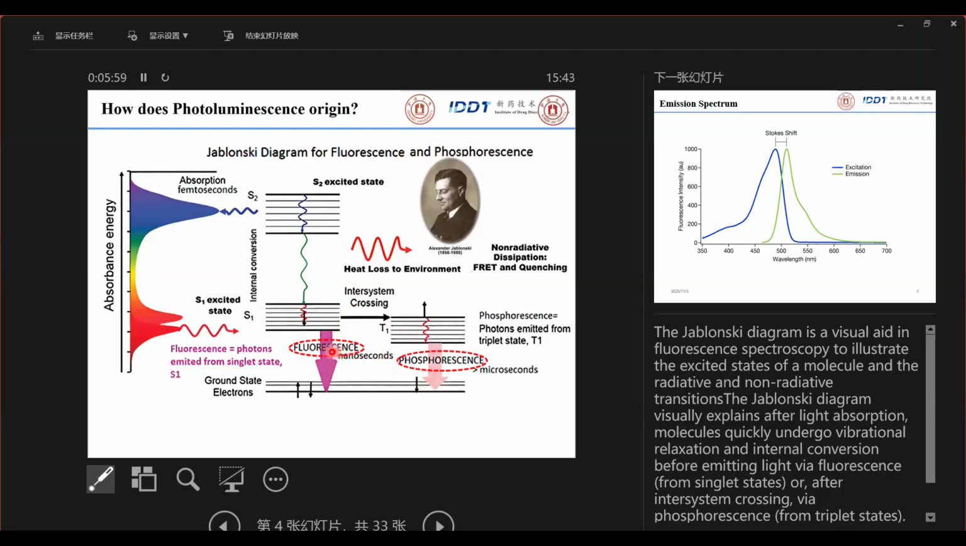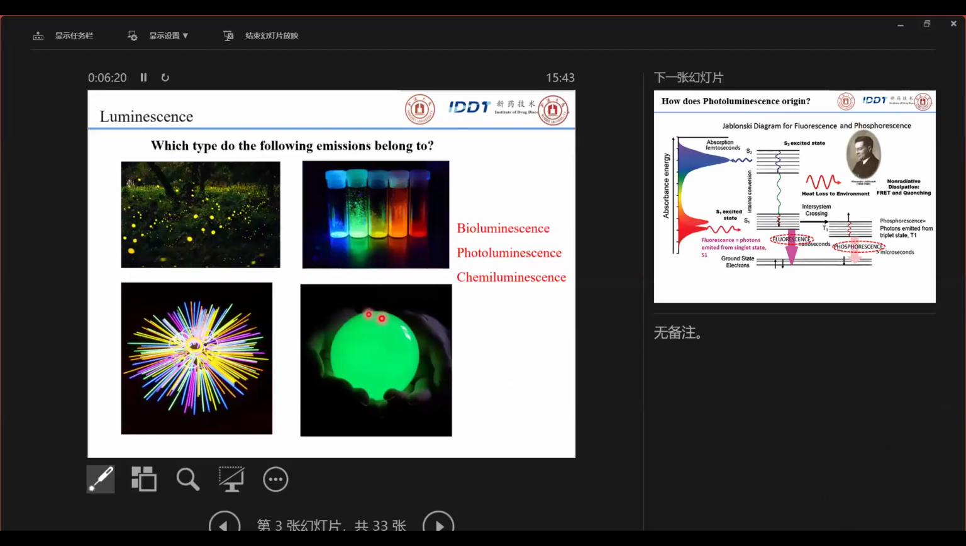The difference between fluorescence and phosphorescence is their lifetime. Fluorescence has a shorter lifetime than phosphorescence. Phosphorescence usually lasts microseconds or even less, or even longer. That's why, when we remove the light, we can still see emission in this jewelry. But with fluorescence, when you remove the light, it will not emit, so we can see nothing.